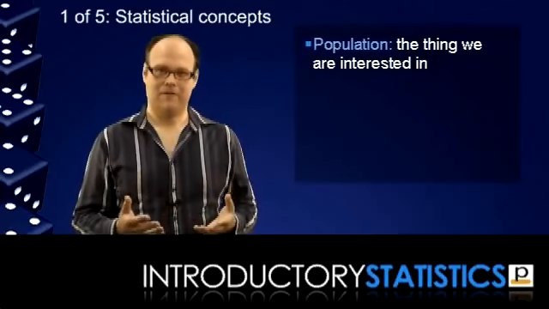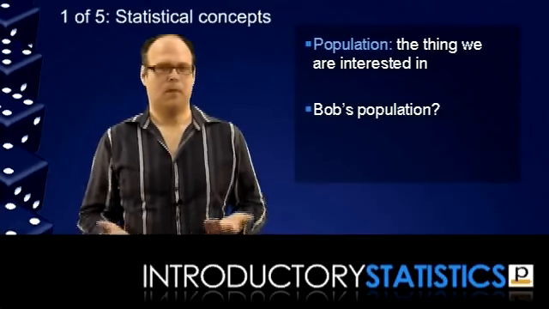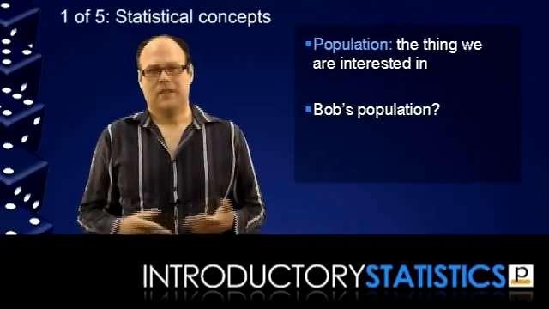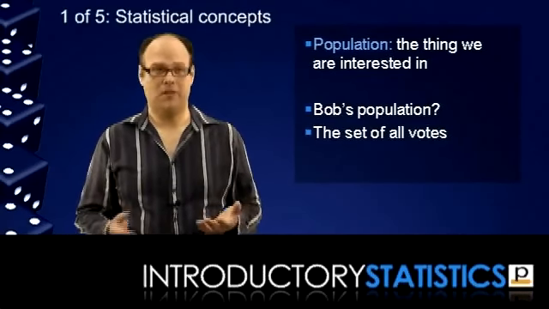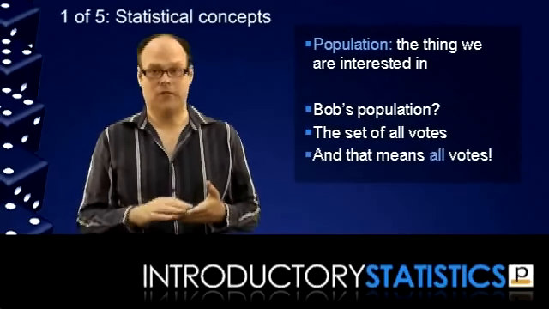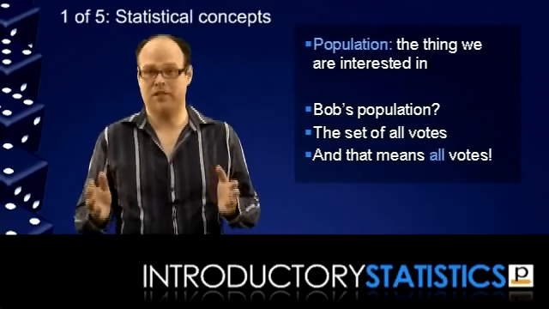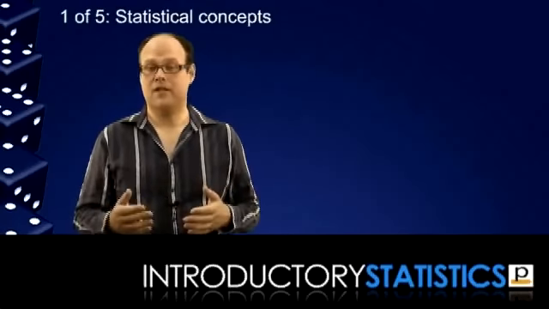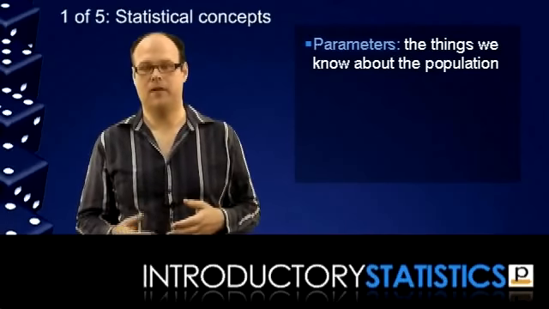Now, the name that we give to the thing that we are interested in and would like to explain is the population. So what's Bob's population? Well, let's see. Bob's really interested in all the votes, because if he knows how all the votes are going to go, then he's already answered his question. So Bob's population is a set of all votes. Now, it's all votes across the entire federal election, and that's a rather big population, and Bob's going to want to know as much as he can about it. The things that he does know about it, we call them parameters. So the idea is Bob wants to know the parameters of his population.